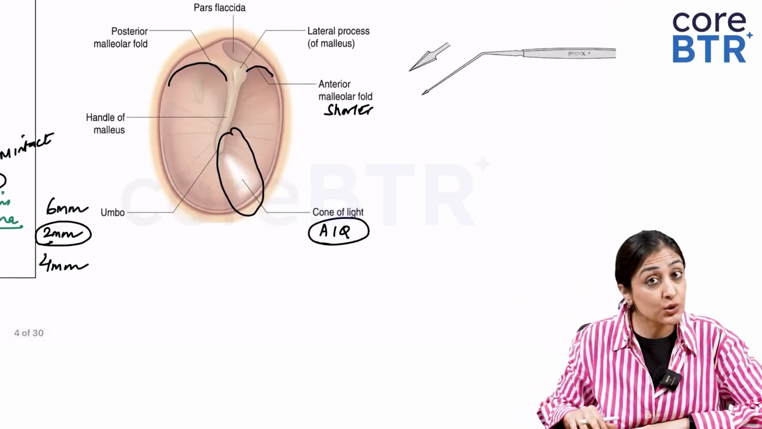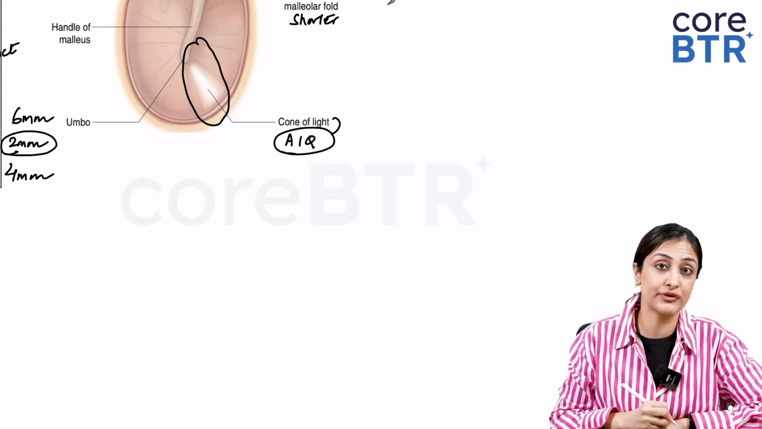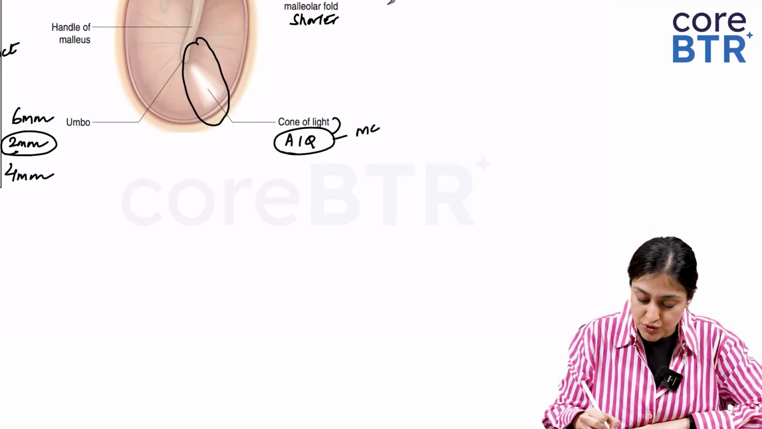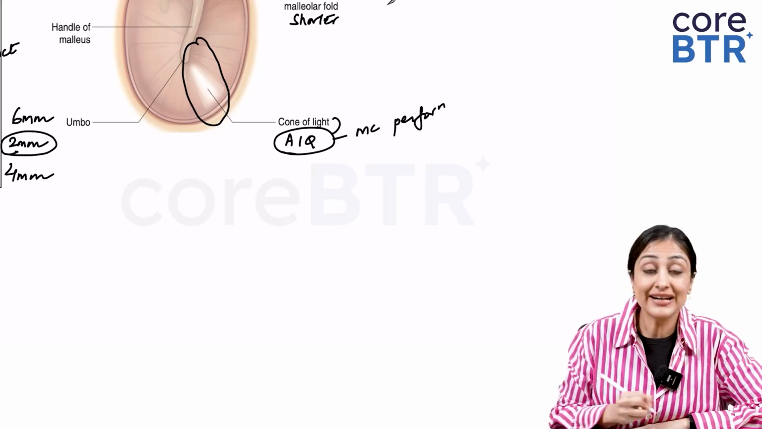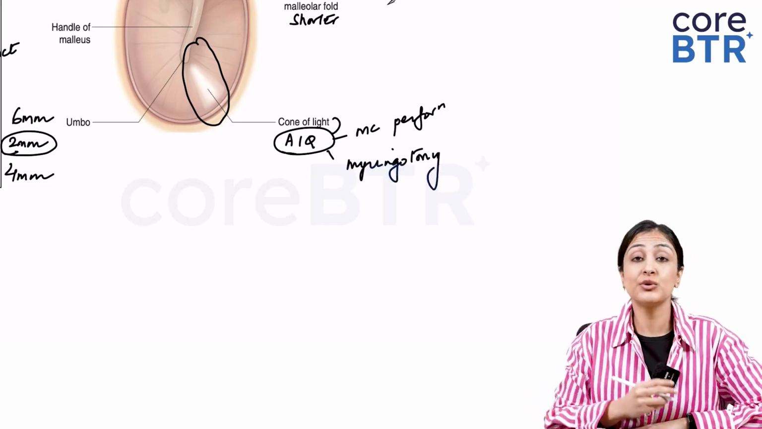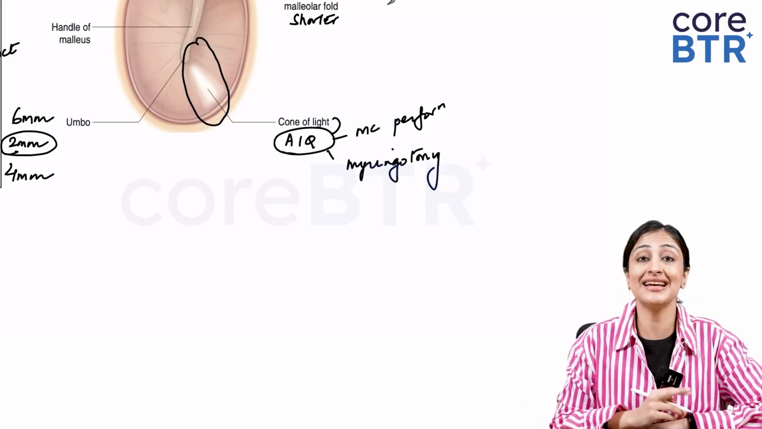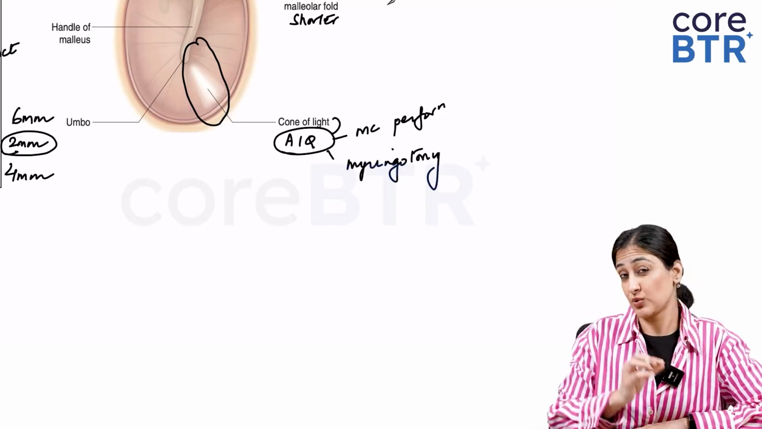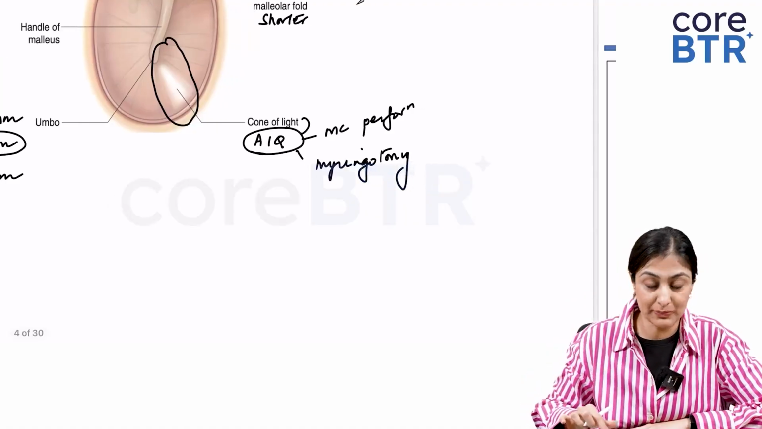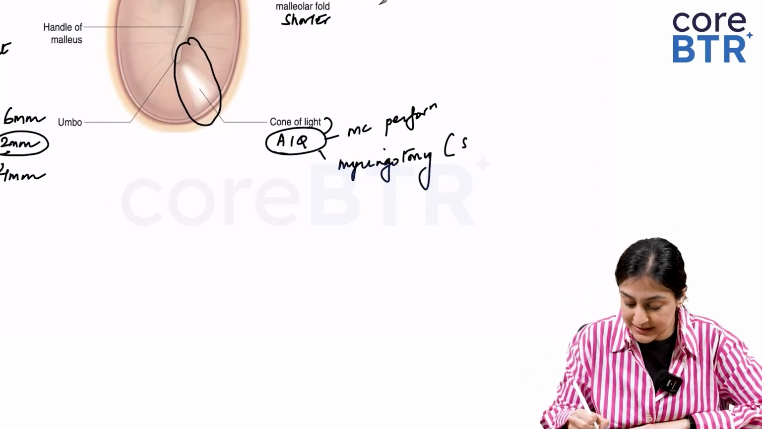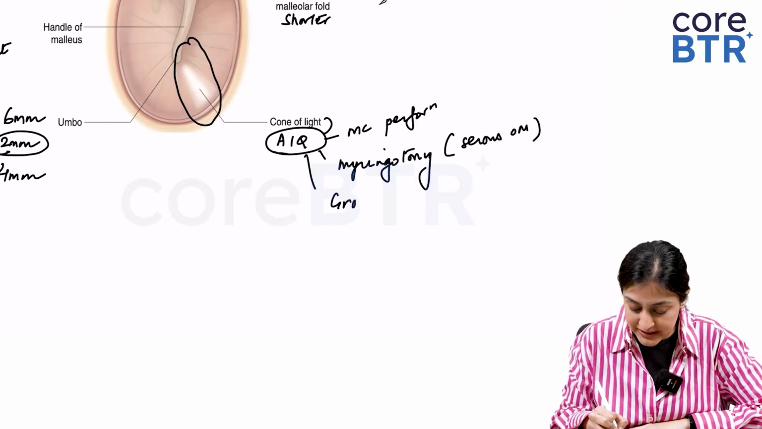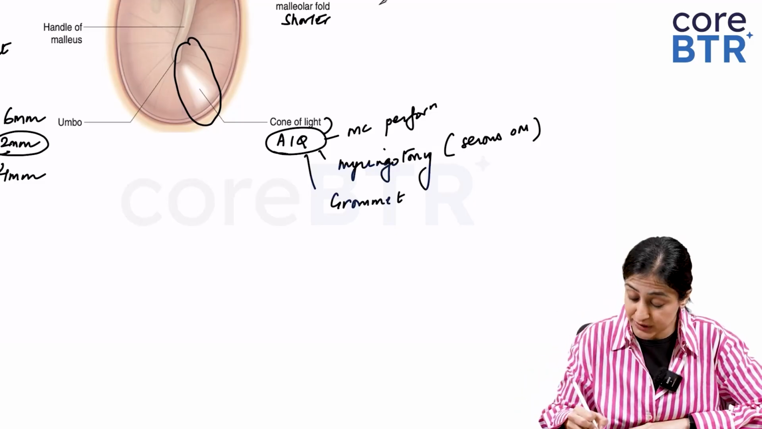Antero-inferior quadrant. Where is the cone of light? Where do you have the most common perforation? Where will you give an incision if you want to drain fluid? Just one complication here. The myringotomy that we do for serous otitis media most commonly, and grommet insertion, is in the antero-inferior quadrant.